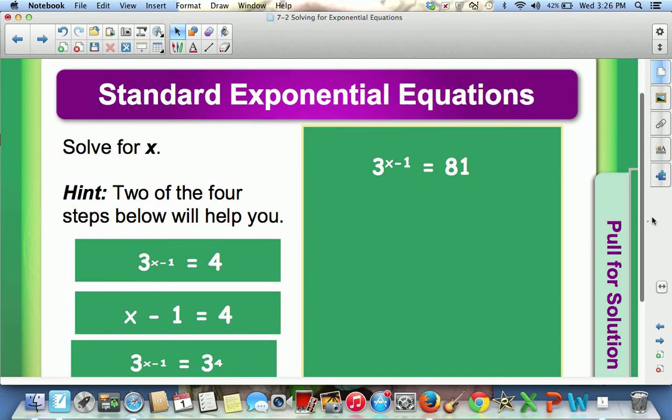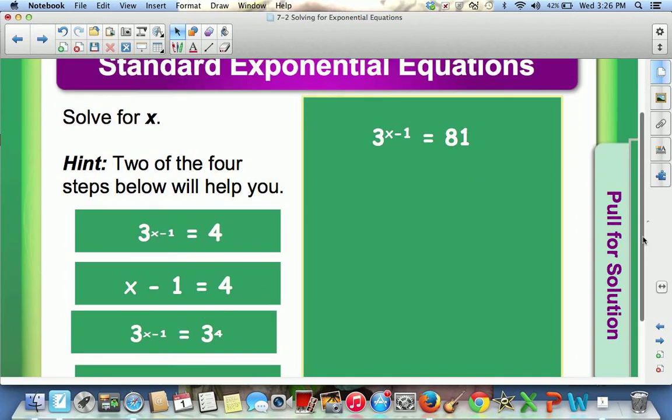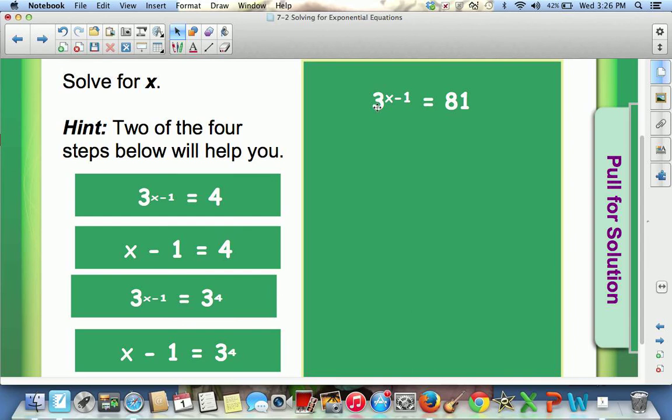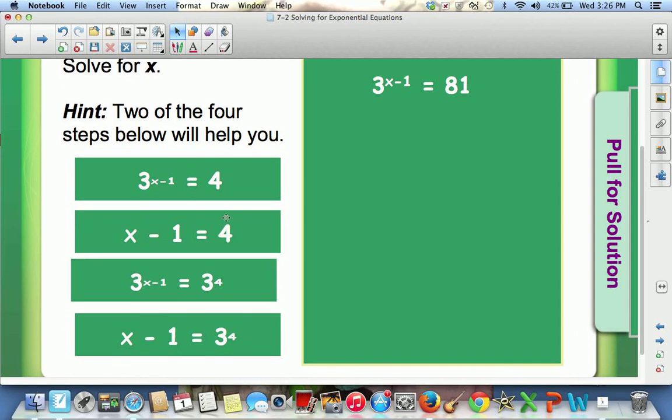Here's another example. We have 3 to the x minus 1 equals 81. If you notice, the bases are not the same, so we want to get the bases the same. Pause the video and see which 2 of the 4 steps would help you. Well, you should have said this step for sure. This step gets us the same base. We have 3 to the x minus 1 and 3 to the 4th power.